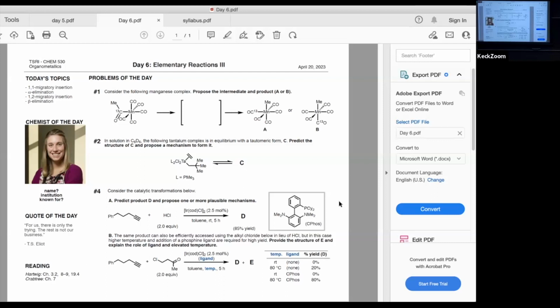Okay, what do we think here, Jenny? Oxidative addition to what? To one of the methyls. Oh, okay. That is an interesting possibility.